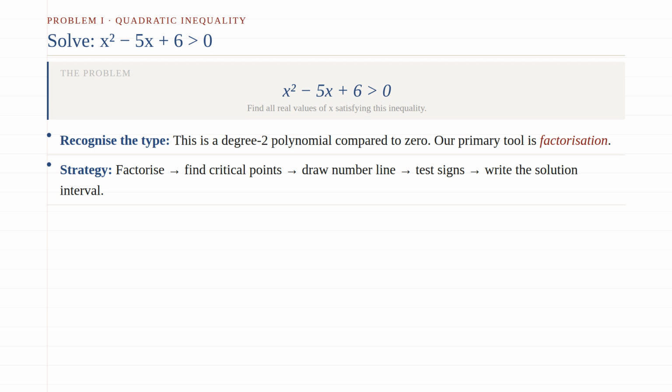Problem 1. We must solve x squared minus 5x plus 6, which must be greater than 0. We need all real values of x where this quadratic expression is positive. Our strategy: factorize the polynomial, find the critical points, draw the number line, test signs, and write the solution.